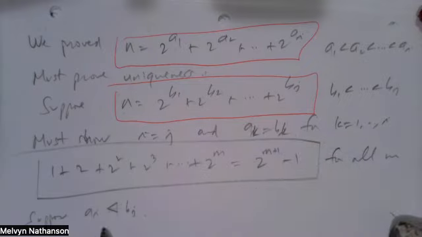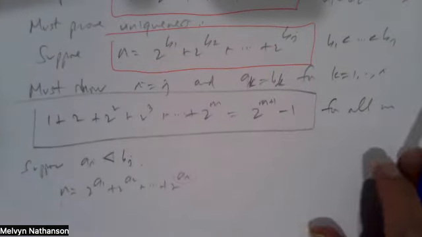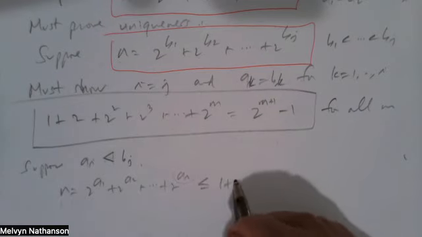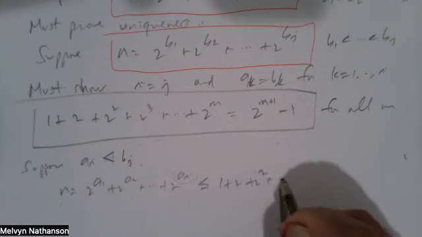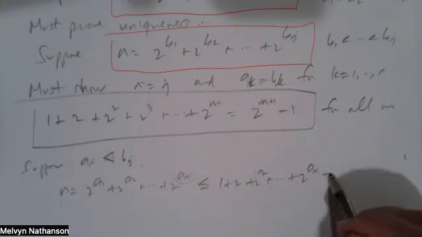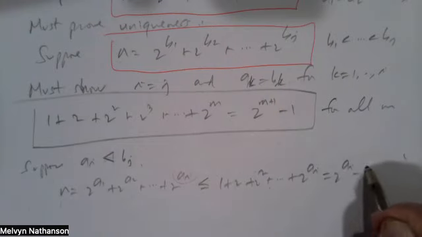N is 2 to the a1 plus 2 to the a2 up to 2 to the a sub I. This is the largest power of 2. So these are the smaller powers of 2, not necessarily all. If we put in all of them, we have 1 plus 2 squared, all the way up to 2 to the ai. This is just a bigger number, because I'm adding some powers of 2. And this is 2 to the ai minus 1.